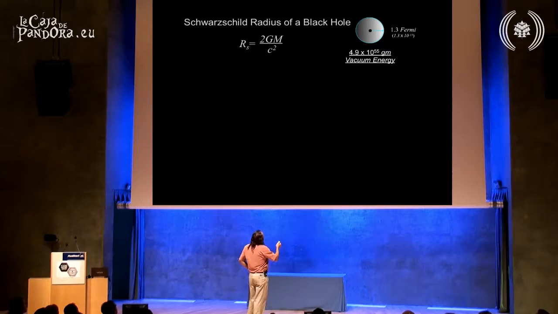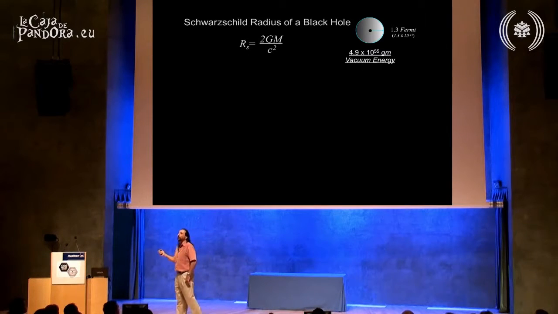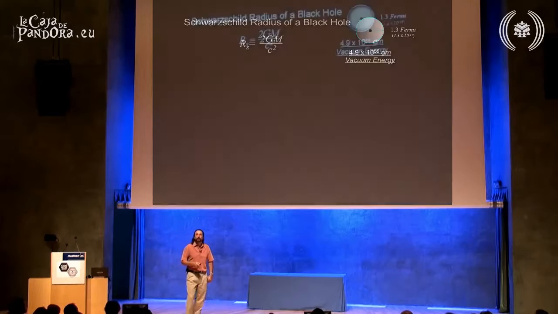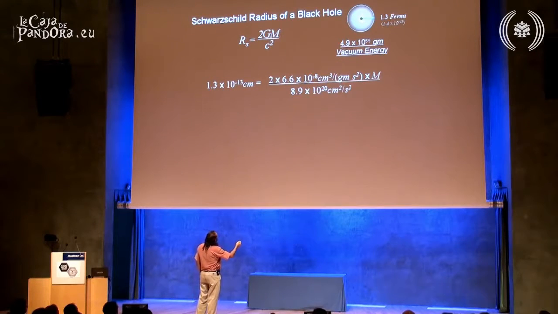But in this case, I know the radius. What I'm trying to figure out is what mass I need out of 10 to the 55th for the proton to be a black hole. So this is the equation, just like this. Here's the radius. This is the gravitational constant, so 2 multiplied by the gravitational constant. The mass, I don't know what it should be, and this is the speed of light squared.